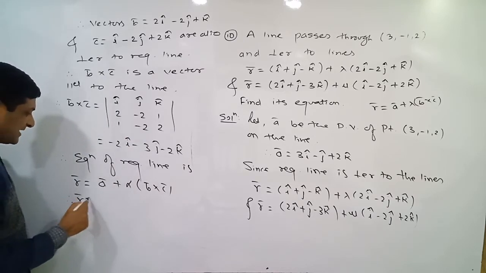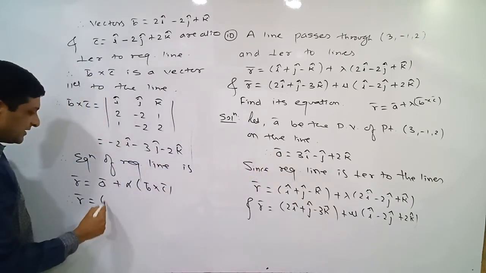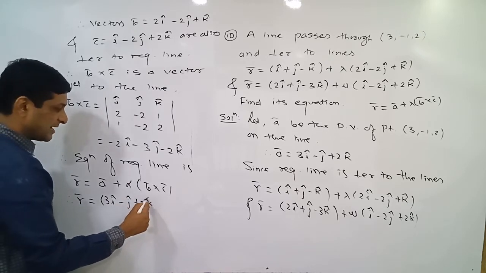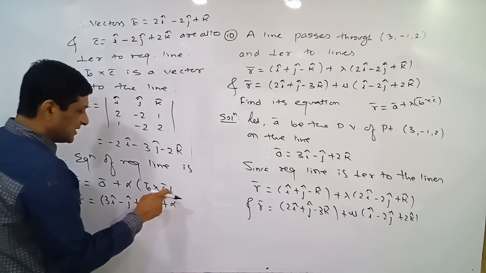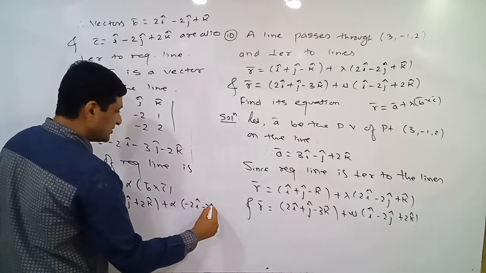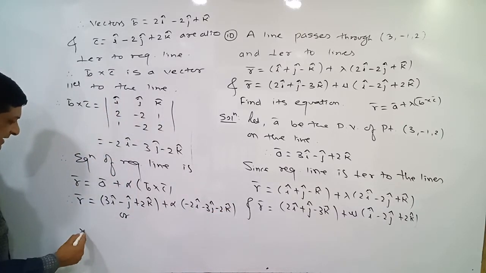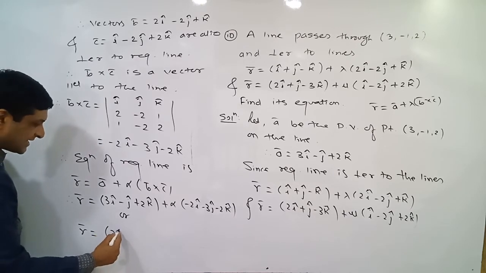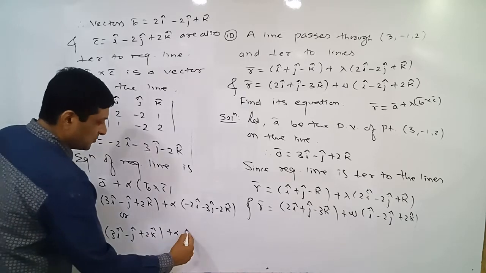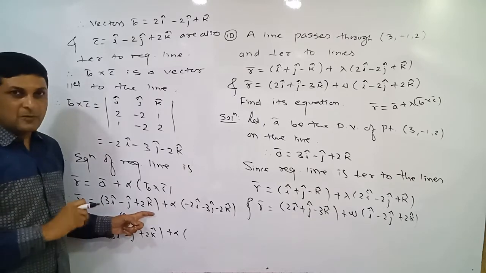So therefore R bar is equal to, replace A bar by its value. What is the value of A bar here? 3i cap minus j cap plus 2k cap plus alpha into B bar cross C bar is nothing but minus 2i cap minus 3j cap minus 2k cap. Or this equation can also be written as 3i cap minus j cap plus 2k cap plus alpha into, now try to understand here. Now this is the vector along this line, the required line, isn't it?